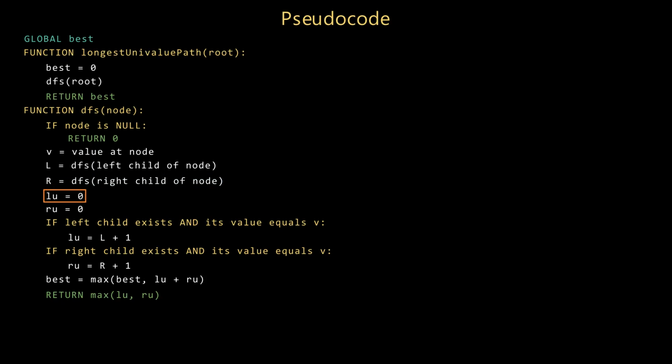LU starts at 0 for the matching left arm through this node. RU starts at 0 for the matching right arm. If the left child exists and matches V, extend the left arm by 1 edge. Set LU to L+1 for that matching link. If the right child exists and matches V, extend the right arm by one edge. Set RU to R+1 for that matching link. Update global best with the through path LU plus RU at this hub. Return only the better single arm so the parent keeps a simple path.